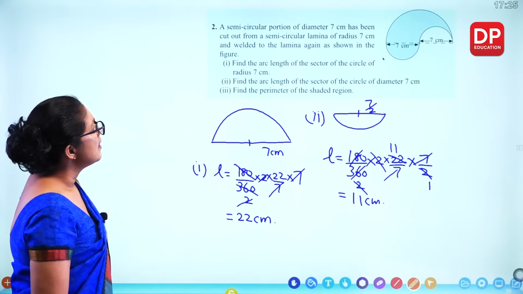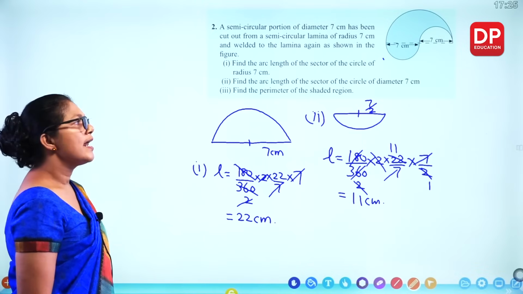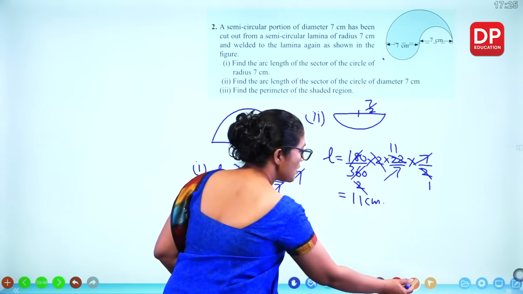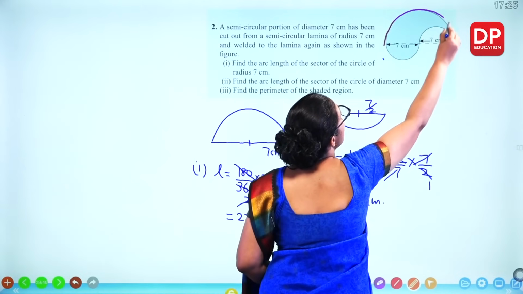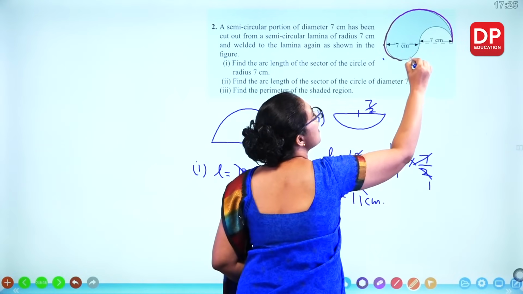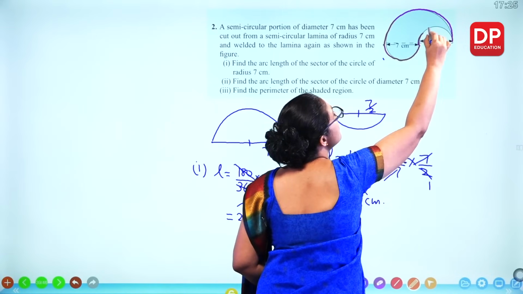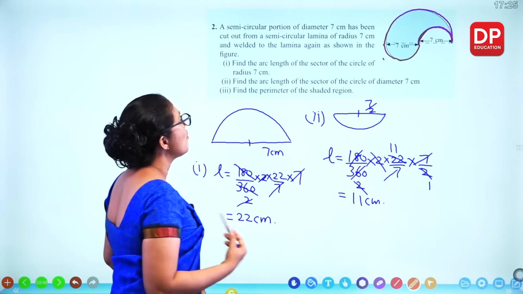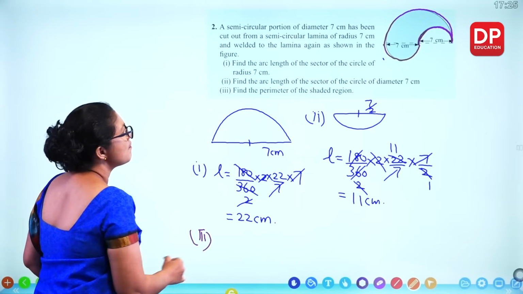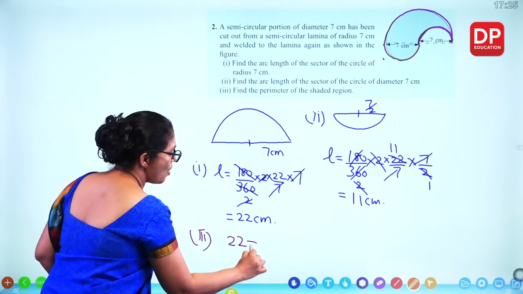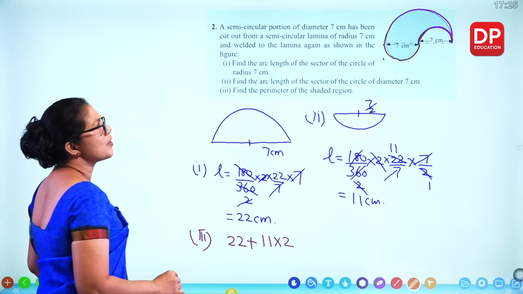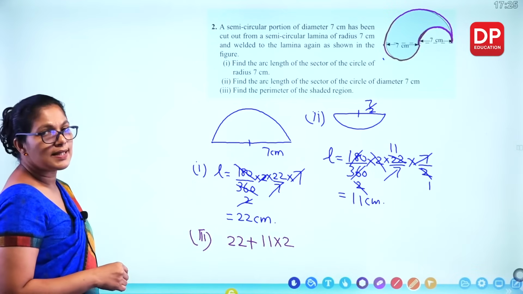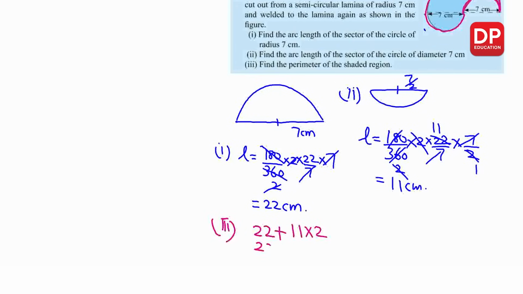The third part says find the perimeter of the shaded region. Perimeter of the shaded region means you have to find this part. You did that in part 1. This part using part 2, again another semicircle like this. So that means double of this. How can we do the third part? Find the perimeter. That means 22 plus 11 times 2, because you get 2 smaller semicircles for the shaded region. So 22 plus 11 times 2, 22. Again you are getting 44 centimeters.